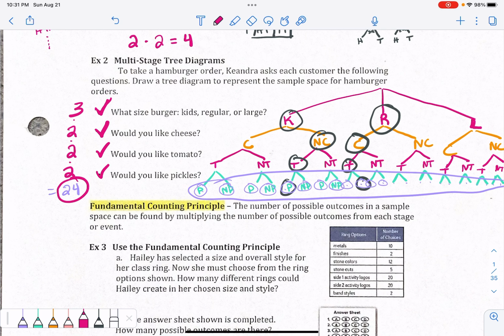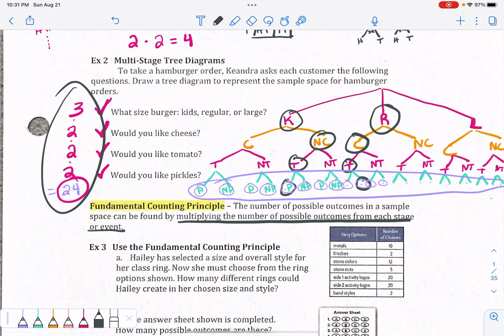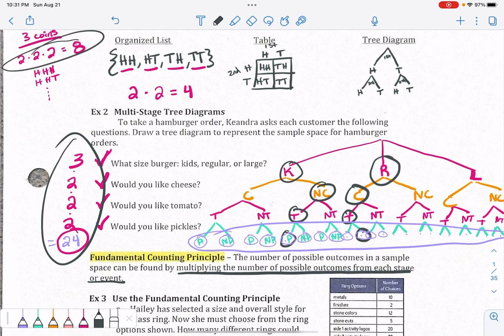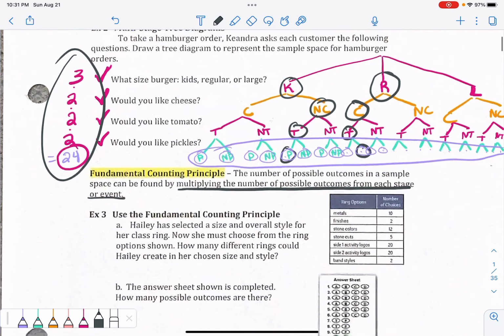Fundamental counting principle, we've already actually done this. The fundamental counting principle says the number of possible outcomes can be found by multiplying the number of possible outcomes from each stage of the event. So just what we did here. We literally used the fundamental counting principle there. We did it here also to find the number of options that we have total, okay?